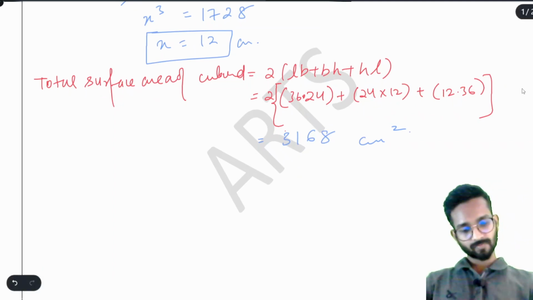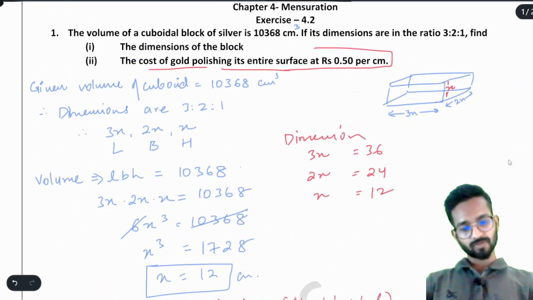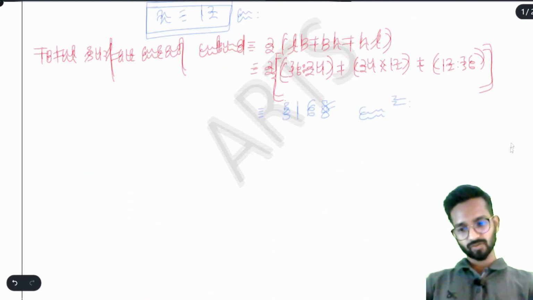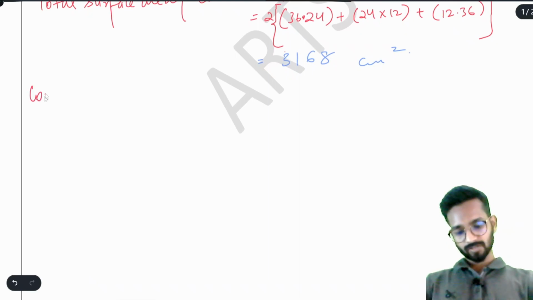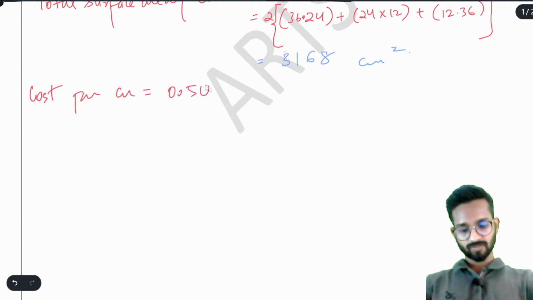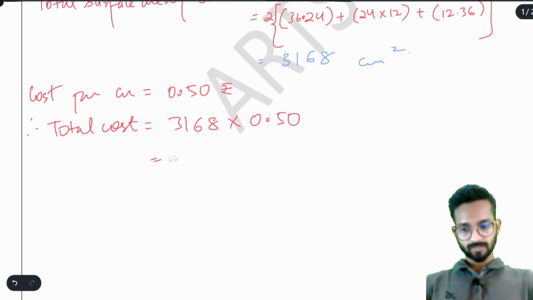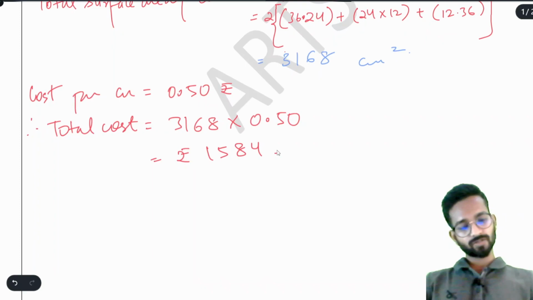Now what was the cost? The cost was 0.50 per centimeter square. Therefore total cost is 3168 into 0.5, that is rupees 1584. Understood? This is your cost of polishing. Now question number 2.